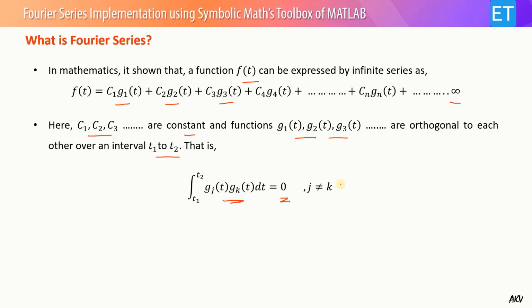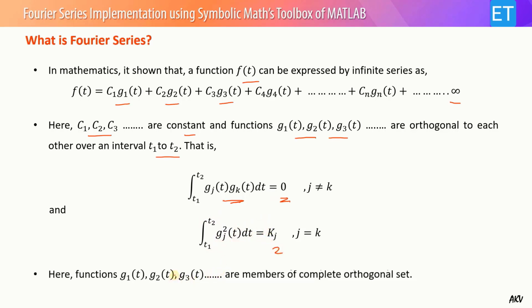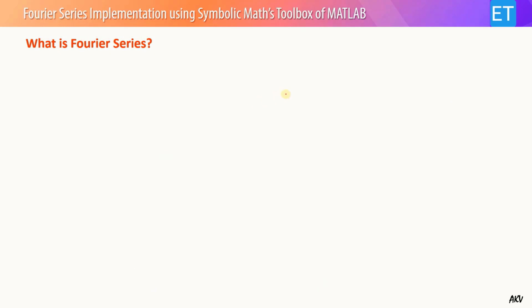So it shows the orthogonality condition of any two functions, and if I multiply the signal with itself and then integrate over that time interval, I get some constant. So here the functions g1, g2, g3 are the members of a complete orthogonal set. Okay, now let's see what is a complete orthogonal set.